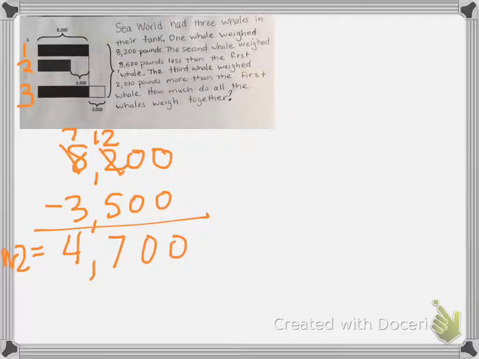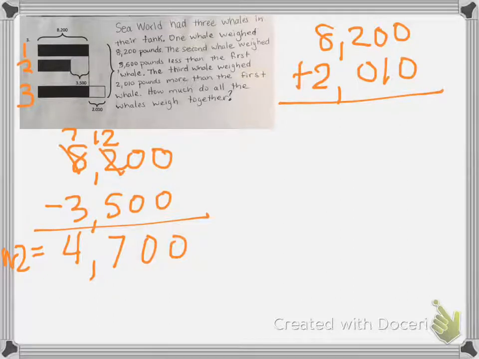Okay, so now to find whale 3, I'm going to do as much as whale 1, so 8,200 plus that part that it weighs more than, plus 2,010. This is going to give me the weight of whale 3. 0, 1, 2, 10. So this is whale 3. Equals 10,210 pounds.